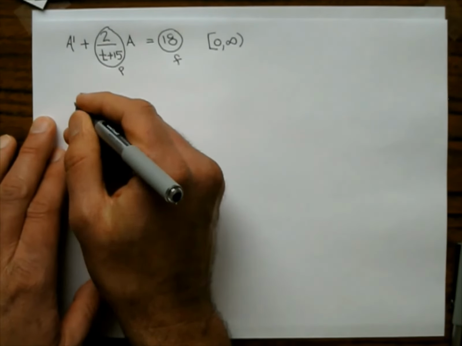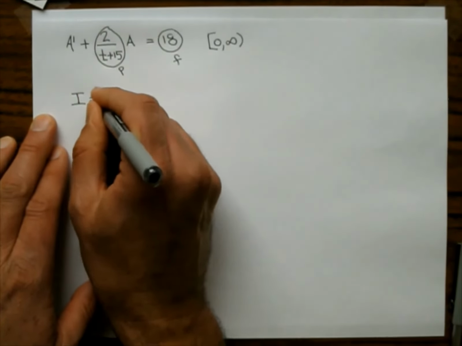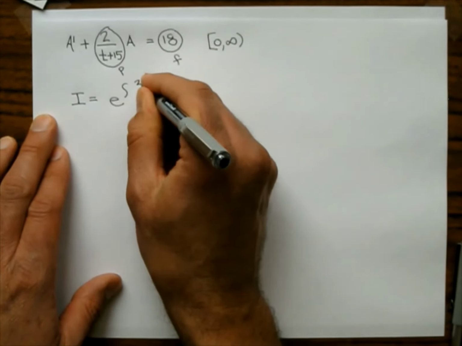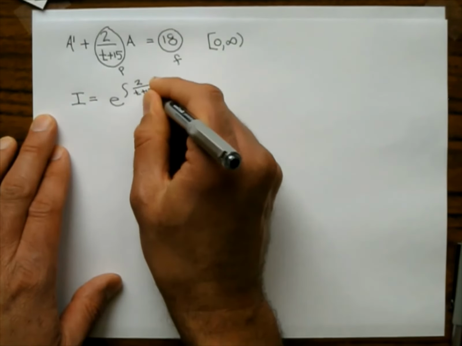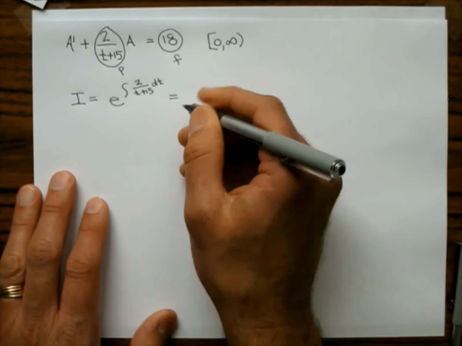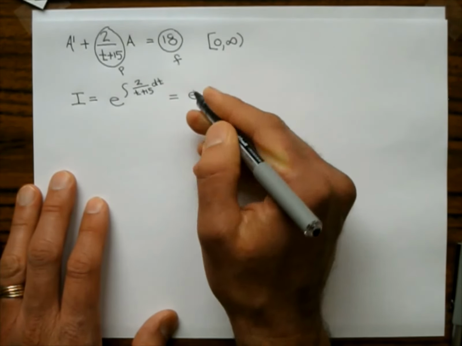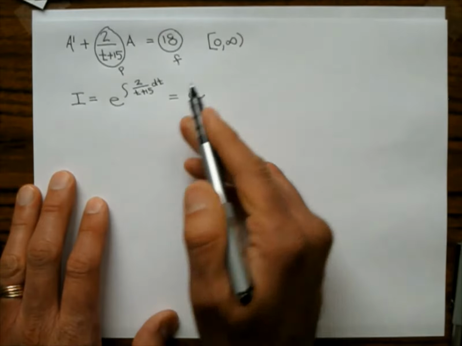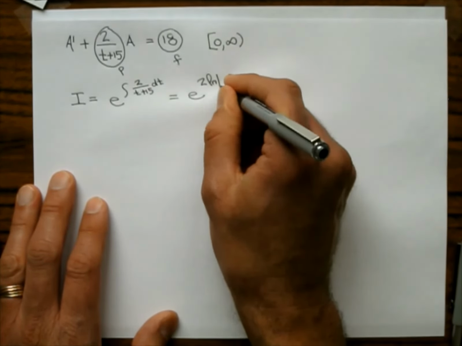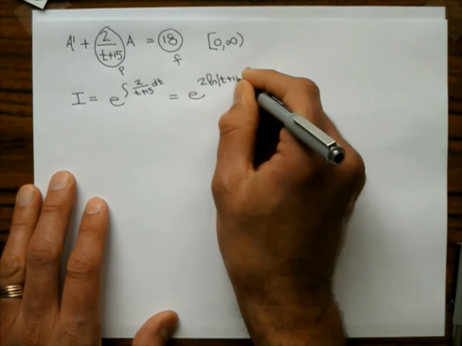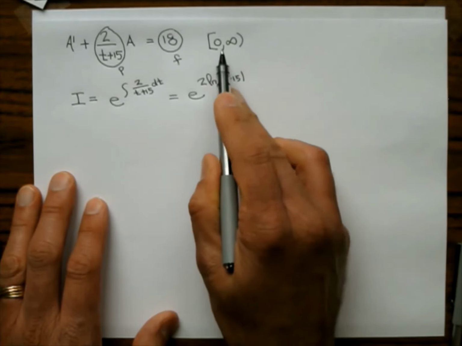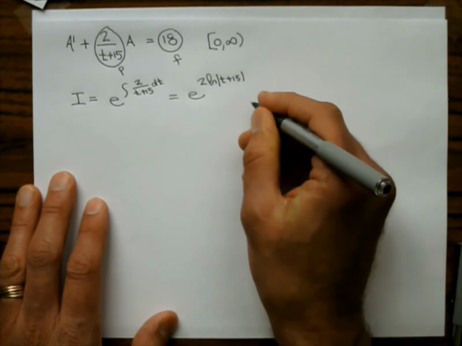Okay, so the integrating factor, that's what we call I there. It's going to be e raised to the integral of p, 2 over t plus 15 dt. So this is e. We take the antiderivative of that. You can do a u substitution if you want. You're going to end up getting 2 times the ln, absolute value, t plus 15. We can take the c to be 0. We really don't need the absolute values because our time is from 0 to infinity.